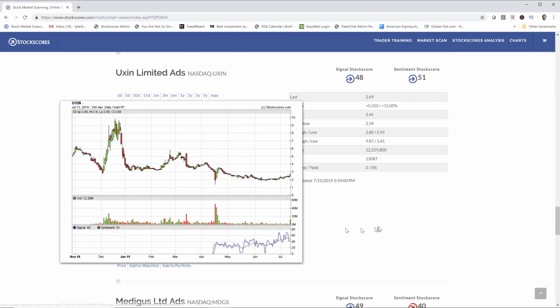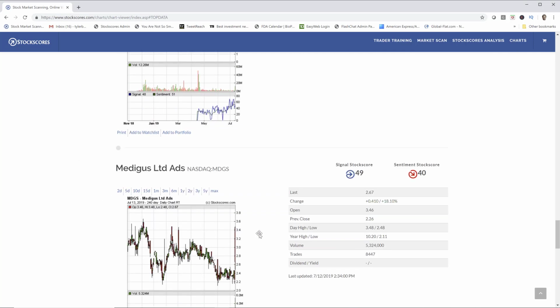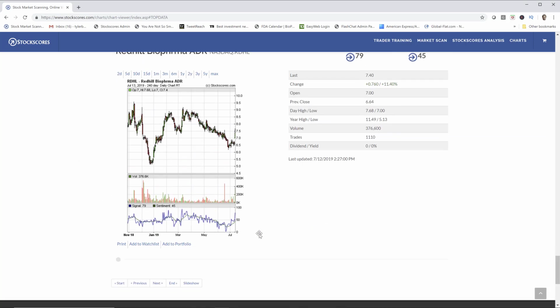UXIN, I like the action here. It had a big pickup in volume on Friday. Price action is good. It's not a real standout, but we are through the downward trend line. I think this can get up to $4 perhaps in the next little while. It's at $2.69 now. Risk-reward ratio is probably good, so that's something to keep an eye on. And I'll just do the last ones on this page and then we'll move on.